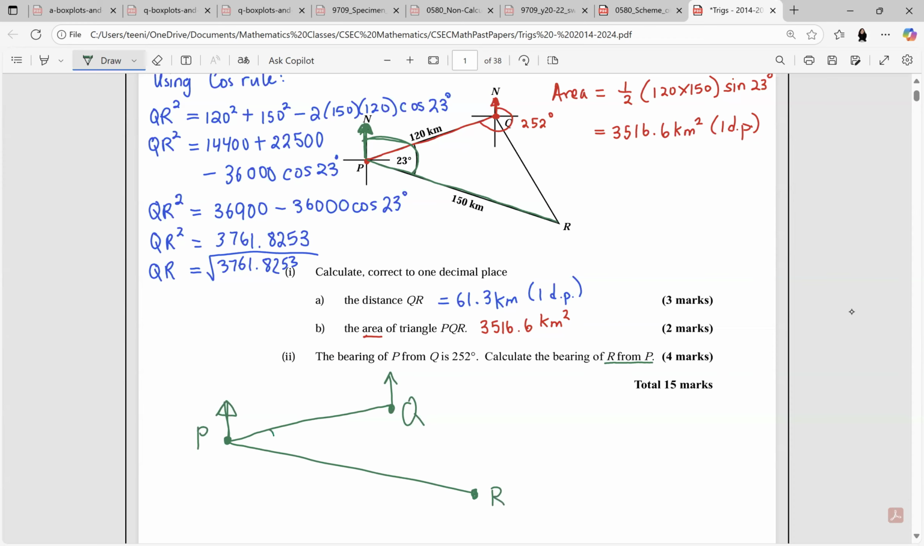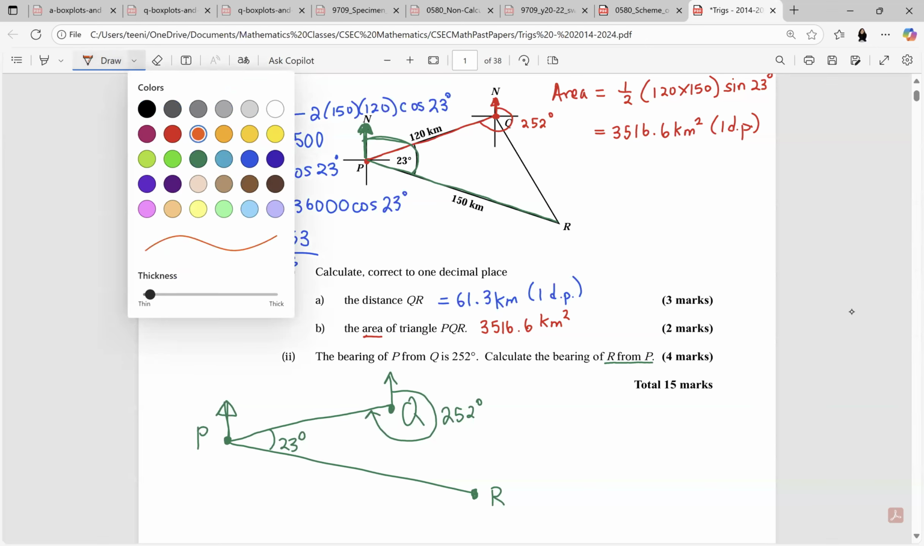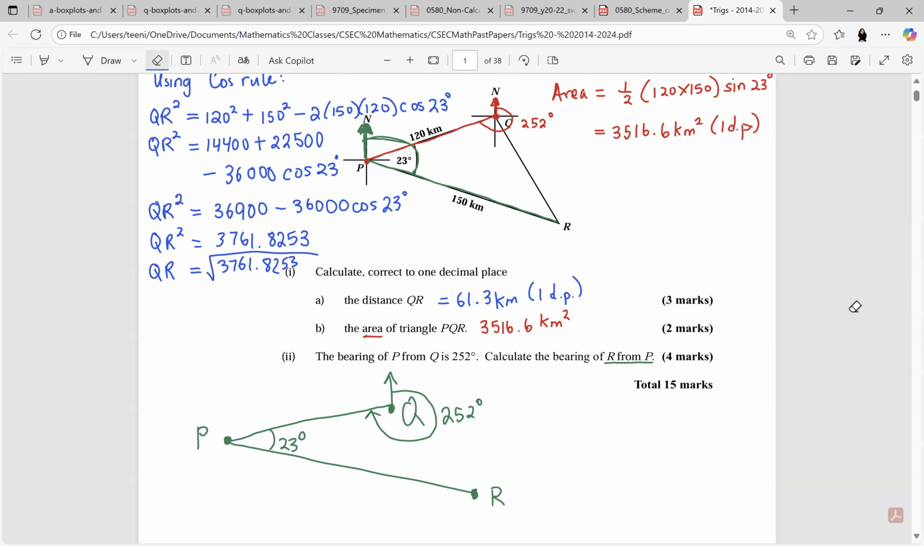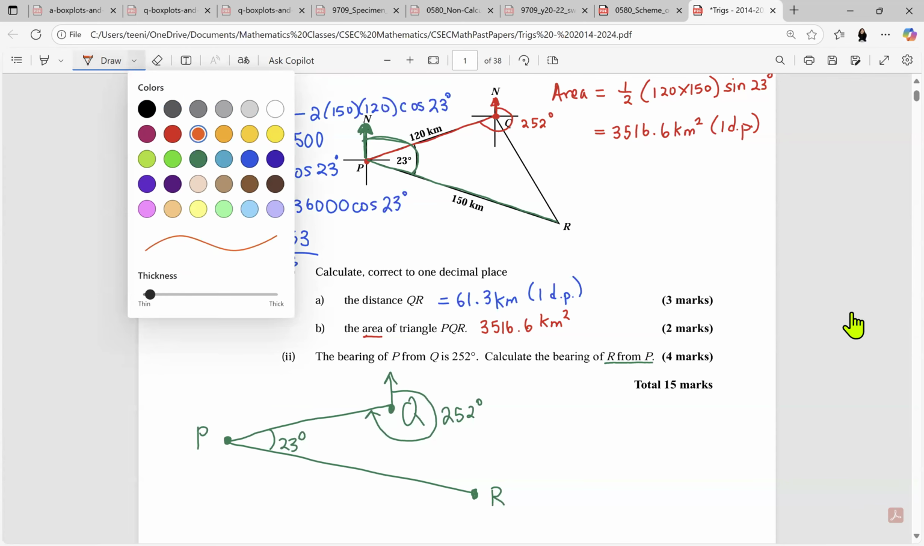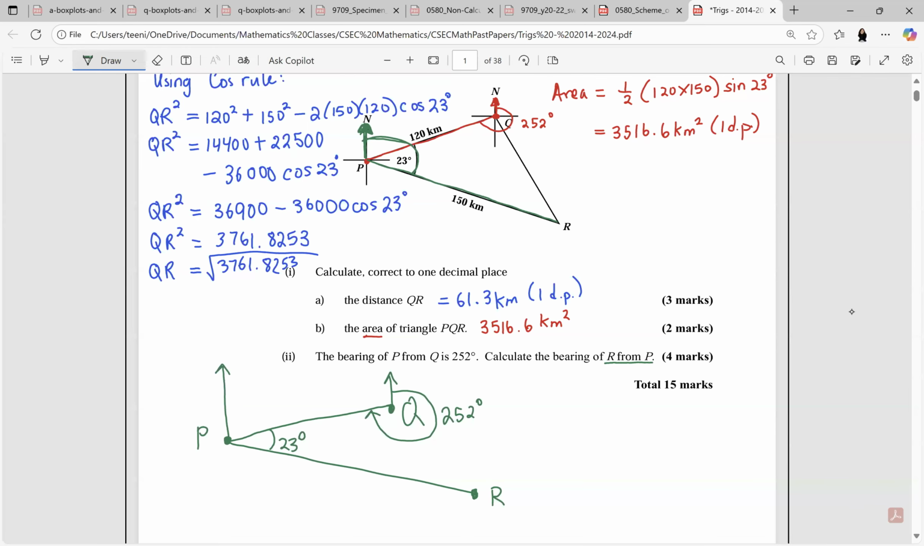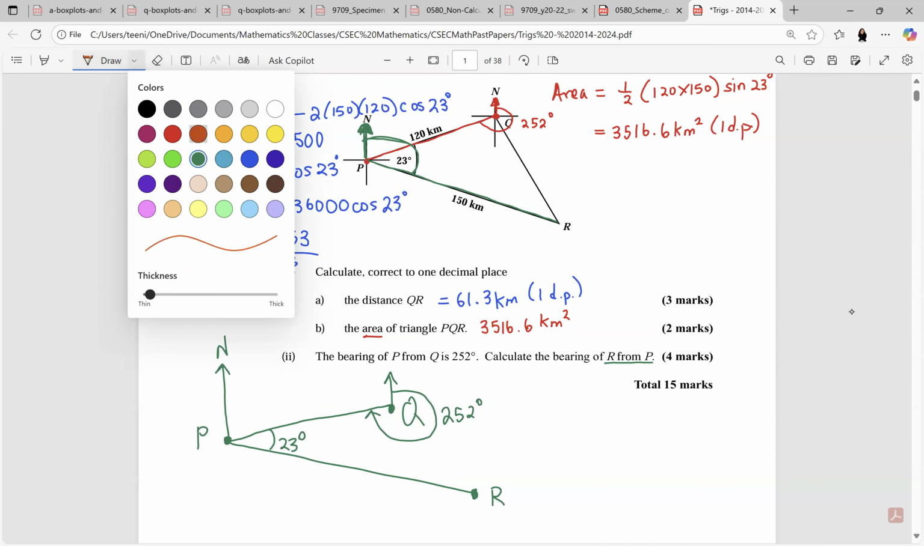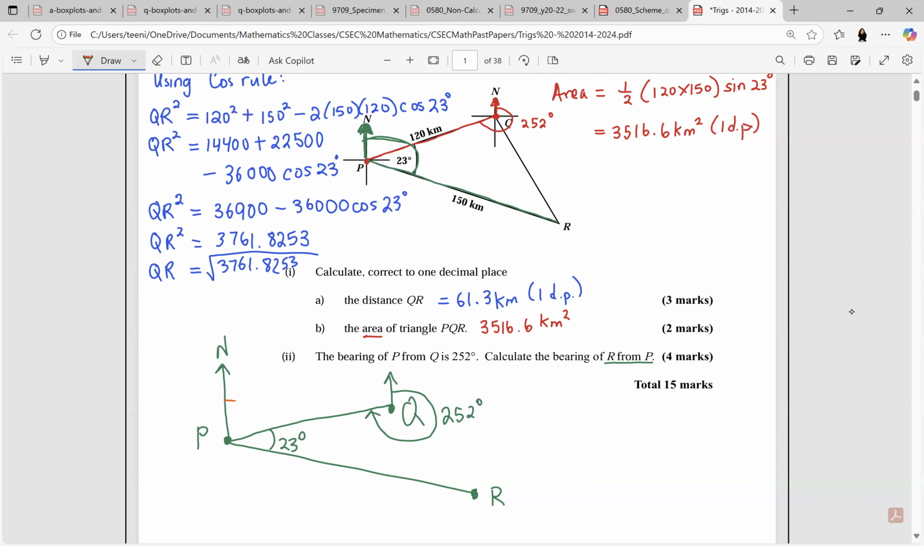This angle between here is 23 degrees. And then the angle on the outside here, this full angle here, is 252 degrees. All right, so we want to know what is the bearing of R from P, which would be this entire angle here, including this 23 degrees and over here.